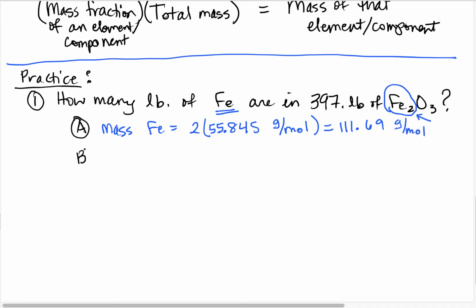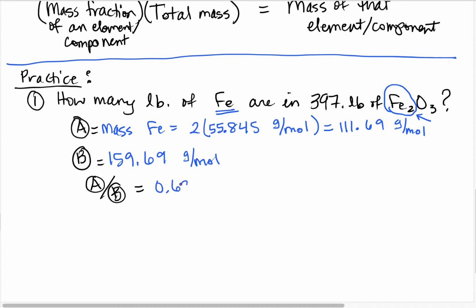Our quantity B is going to be the whole molecular weight, which you should get 159.69, if I can read my own handwriting here, grams per mole. So please pause the video and make sure you get that. And then for step 3, we're calculating the fraction A over B. So pause the video and get that number. Now when I did this, I got 0.6994 for that mass fraction.